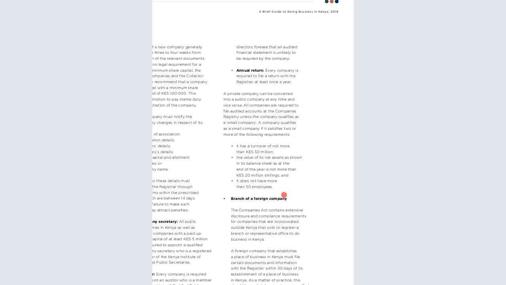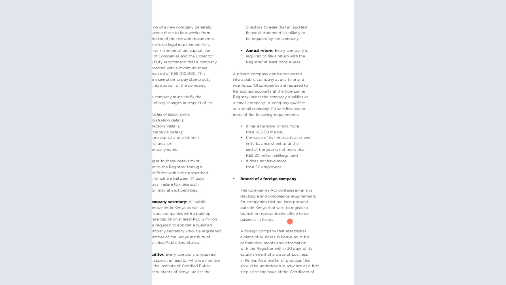Every company is required to file a return with the registrar at least once a year. A private company can be converted into a public company at any time, and vice versa. Now, all companies are required to file audit accounts at the company's registry unless the company qualifies as a small company.